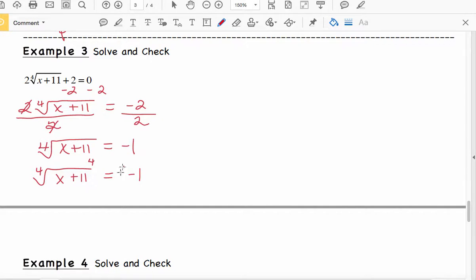So raise the left side to the fourth and raise the right side to the fourth. On the left side, raising the fourth root to the fourth power is going to remove that root symbol, and the x plus 11 is going to be the only thing left. And on the right side, we have negative 1 times negative 1 times negative 1 times negative 1, which turns out to be positive 1. And then we're going to go ahead and subtract 11. And then you get x is equal to negative 10.